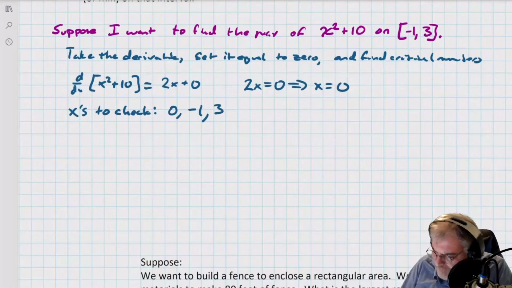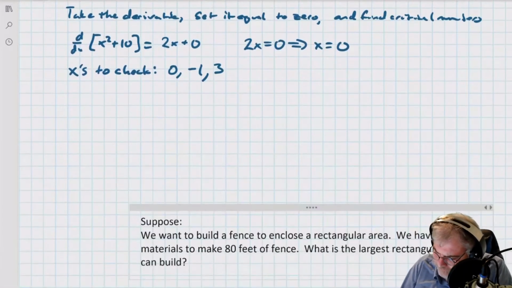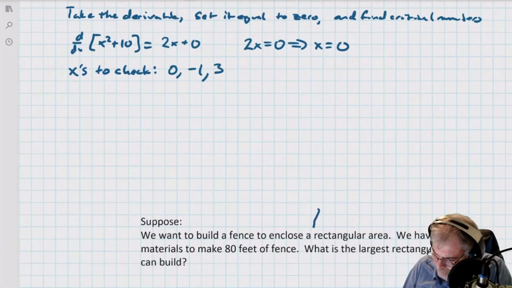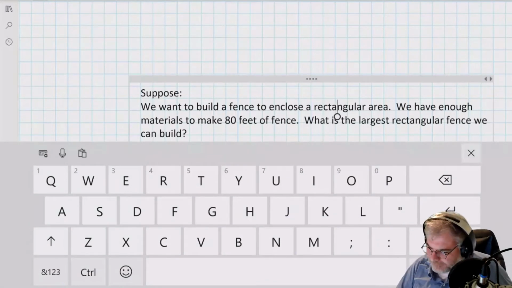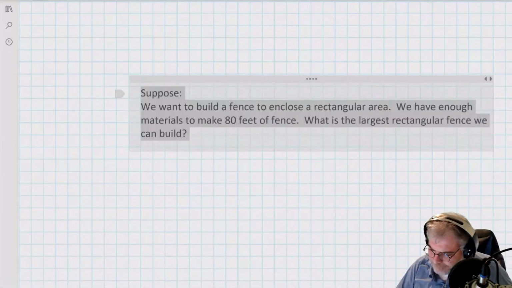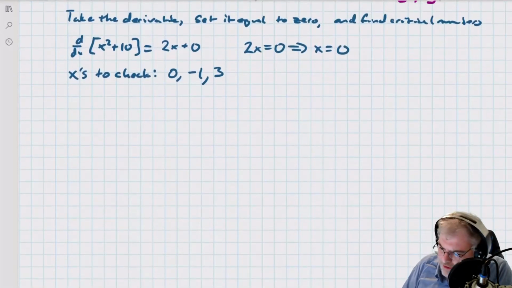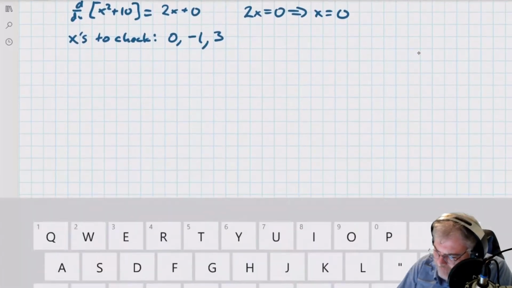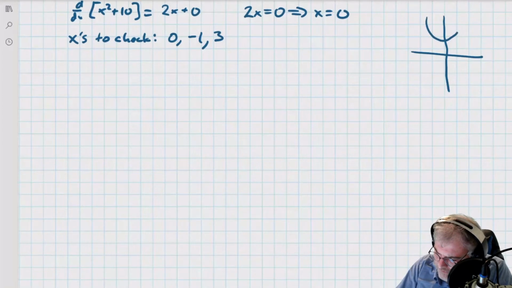I already know what the picture is going to look like. In one sense, I know it's going to be something that looks like this, but let's just do it.